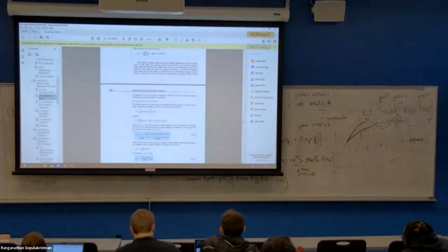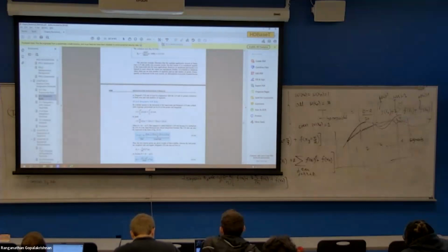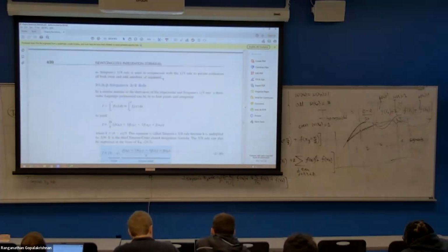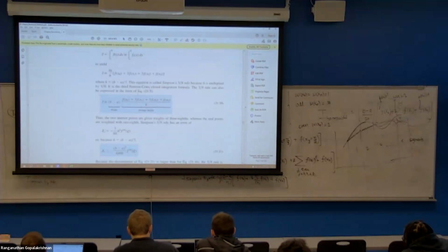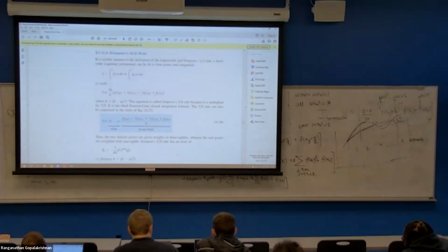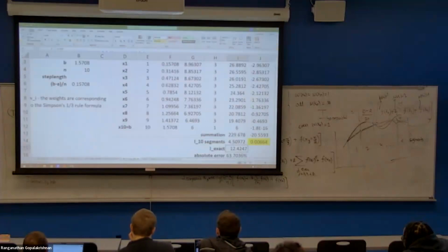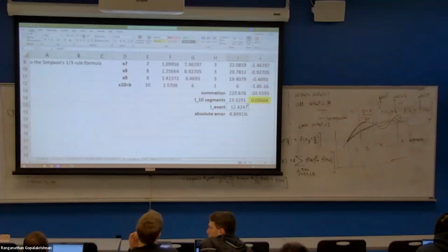So this is the formula. Let me make this bigger. This is Simpson's rule, Simpson's 3/8 rule. And here is the formula they give for a range which is divided into 3 segments. Here it goes: 3h, and in this case, h is equal to (b minus a) divided by 3. All right, so in that case, I can now multiply this by 3. And that gives us 13.52. This is for 10 segments.